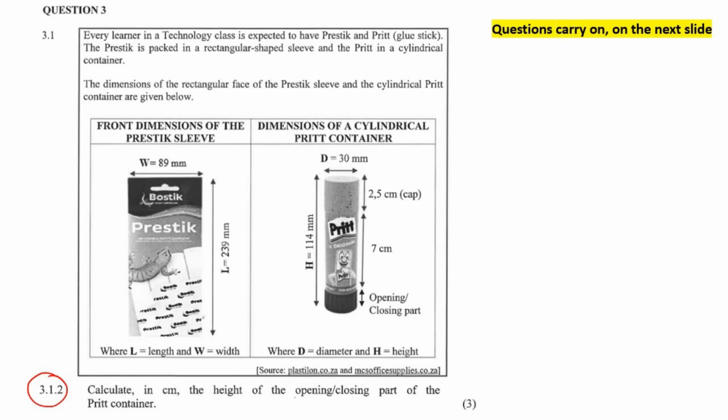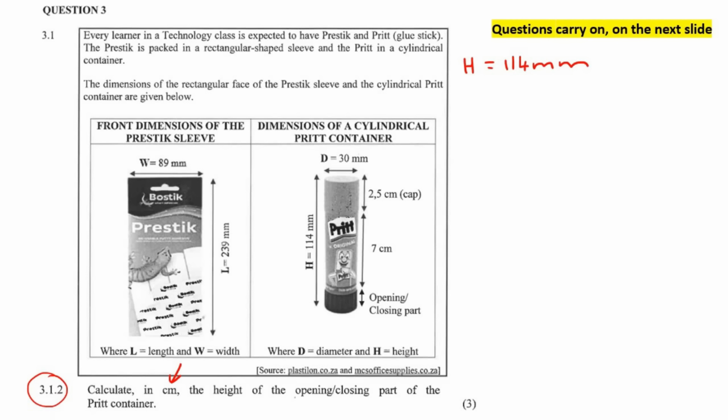With this question it says calculate, but now it says in centimeters. Calculate in centimeters the height of the opening and closing part of the Prit. So that's this part over here. What we can do is realize that the total height from the very top to the very bottom is 114 millimeters. But they want us to use centimeters.